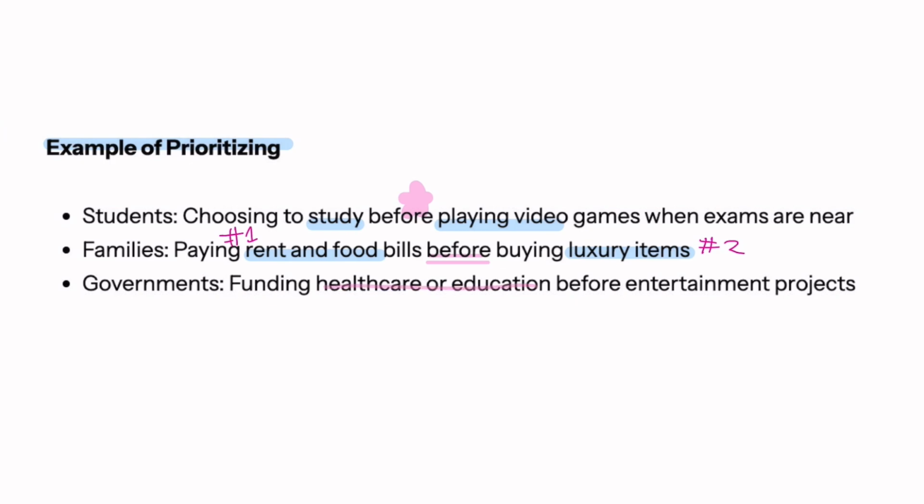And one last example are governments. They may fund healthcare or education before they use their budget on entertainment projects. Once again, because they're choosing one before the other, healthcare and education becomes priority 1, while entertainment projects are priority 2.